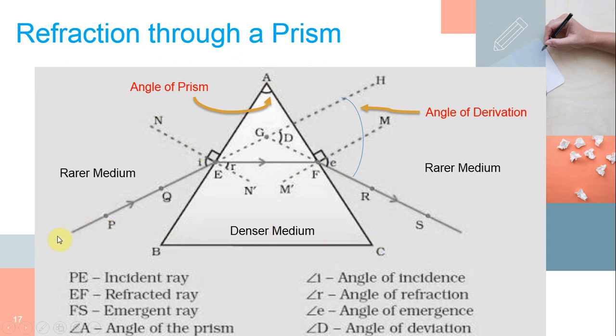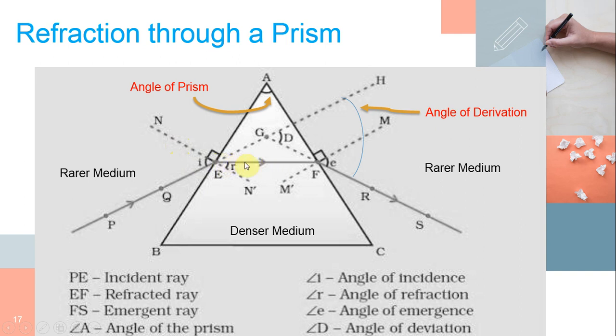We take a light ray passing from a rarer medium, and the light is incident on plane AB. That is, it makes an angle. That angle is called the angle of incidence. The angle between the normal and the incident ray is called the angle of incidence. The light is refracted.